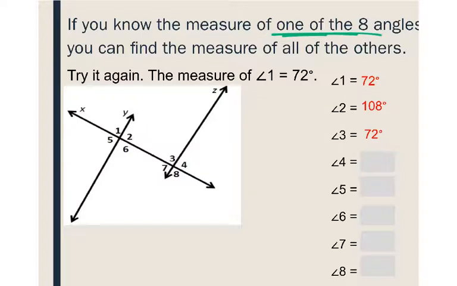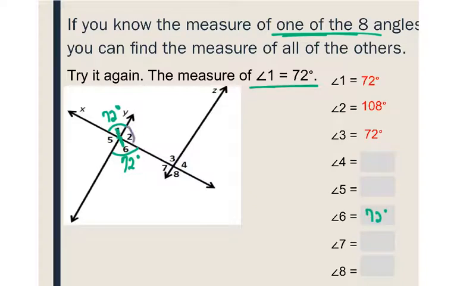I know the measure of one of the angles, so I can find all of them. So angle 1 is 72 degrees. Angle 6, and I'm jumping here, angle 6 is my vertical angle, so 6 has to be 72 degrees because vertical angles are congruent.